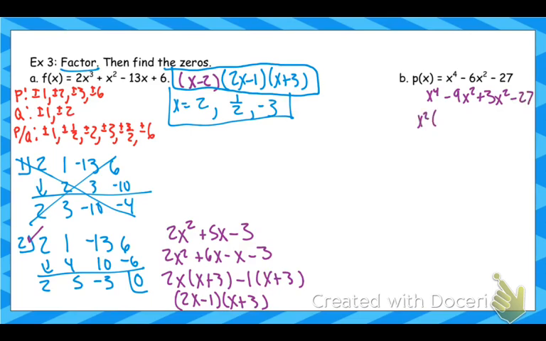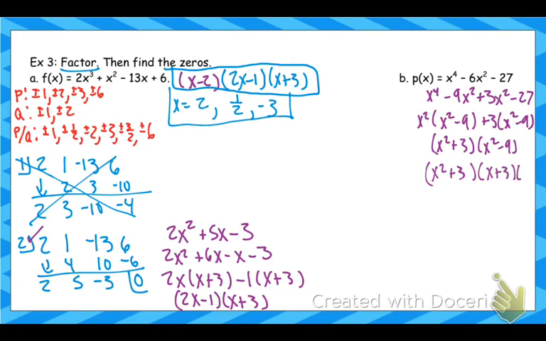X squared comes out. 3 comes out. So x squared plus 3 and x squared minus 9. Now it's not fully factored because I have a difference of squares. And now I have my fully factored answer.